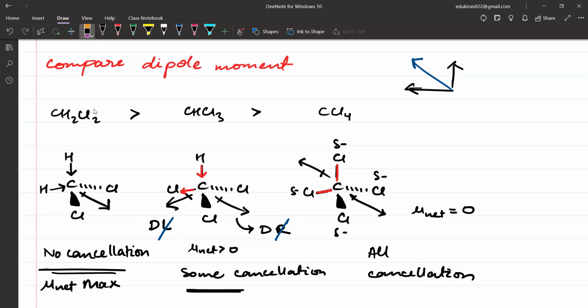No, there will be only one dipole in all the cases. I can resolve these two also, right? Left and right cancel each other and you will have one dipole moment in the downward direction. Correct? But here we have only one dipole moment, which is on the down right, and it will be maximum because this dipole moment is not cancelled by anyone.